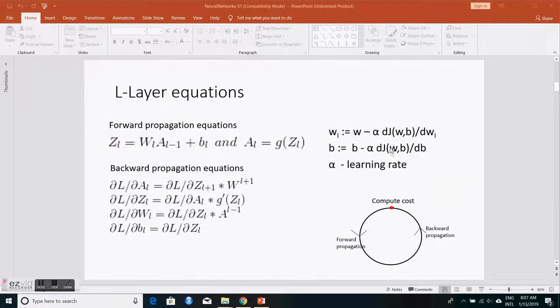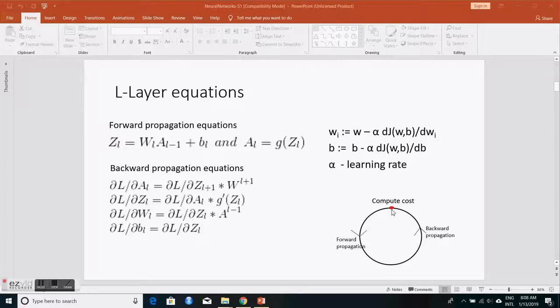Once you have the gradients, that is how the cost varies with respect to the weight, using a learning rate alpha, we compute the new weight for each cycle as w minus alpha times the gradient of the weight, and b as b minus alpha times dJ by db.